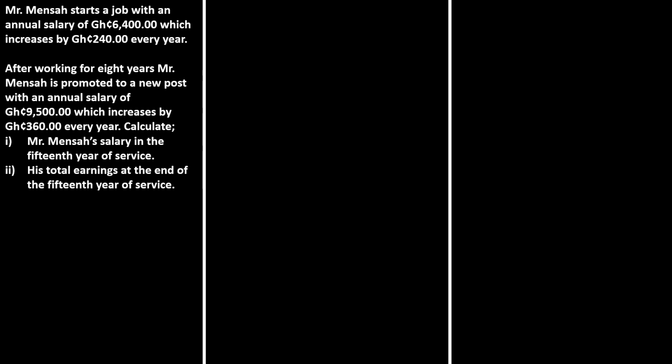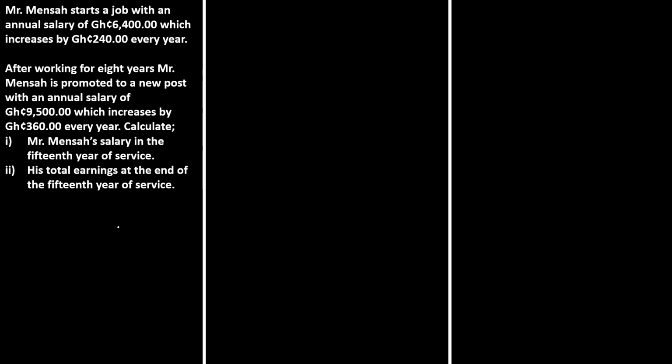In this case, I get two different first terms. The question gives me 6,400 Ghana cedis as my first term, and then 9,500 cedis as my second first term. You can also identify that we have 240 cedis, which will be my first common difference, and then 360 cedis will be my second common difference. I don't know if you are getting this picture, but let me just solve it.